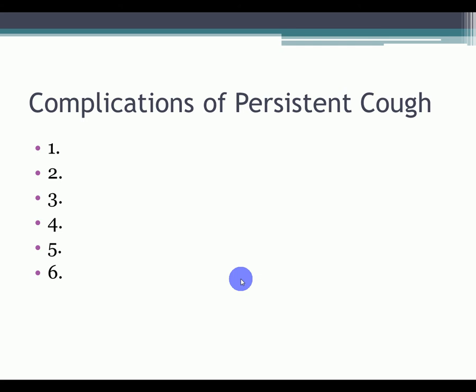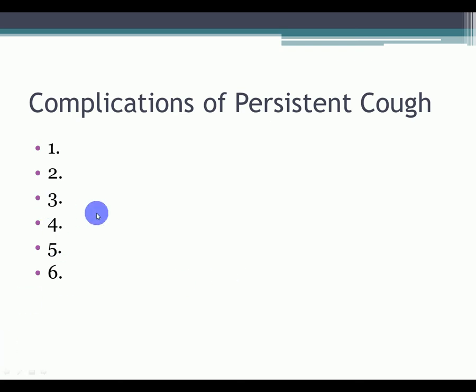All right. Are there complications of a persistent cough? Yes, there are complications of a persistent cough, and sometimes we don't think about those. Number 1, insomnia. If you think about it, it can keep you up at night. Number 2, exhaustion, complete exhaustion from coughing so much. Some people cough to the point they vomit.